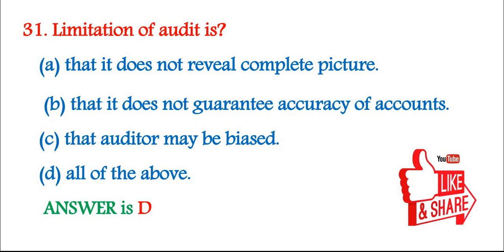31. Limitation of audit is: A. That it does not reveal complete picture. B. That it does not guarantee accuracy of accounts. C. That auditor may be biased. D. All of the above. Answer is D.